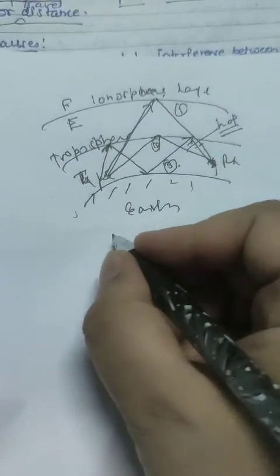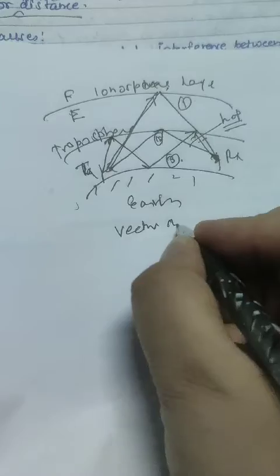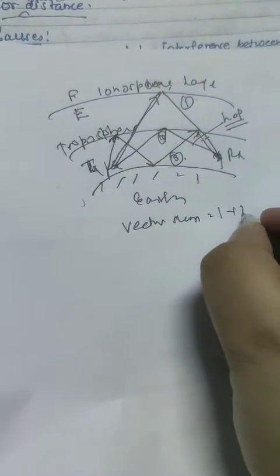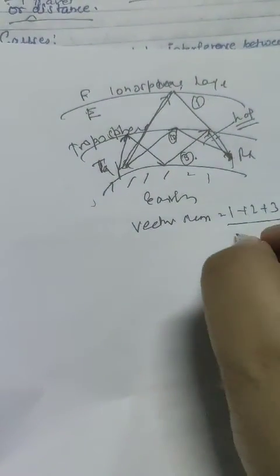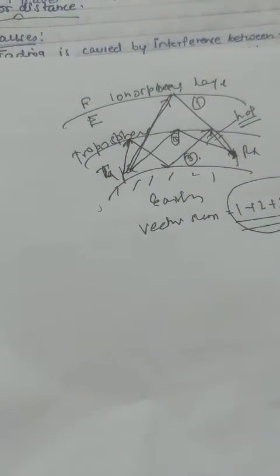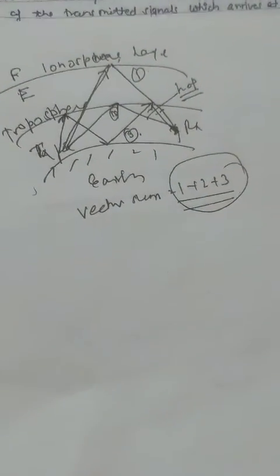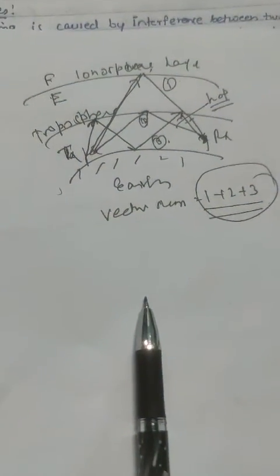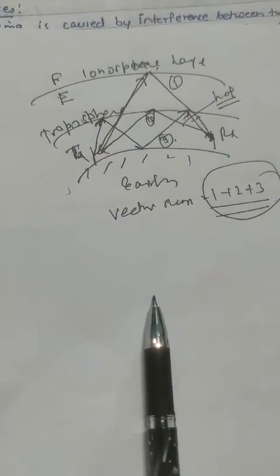There a reflection is taking place, and the law of physics says the received wave is nothing but the vector sum of the first, second and third. That is known as multipath propagation. So it is the introductory part of small scale fading.